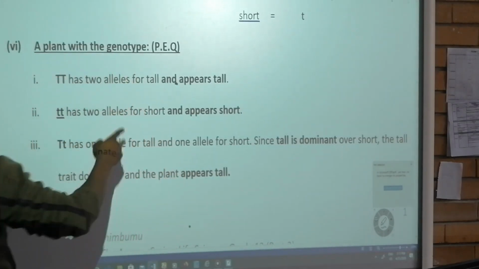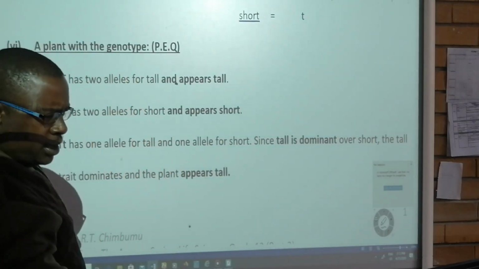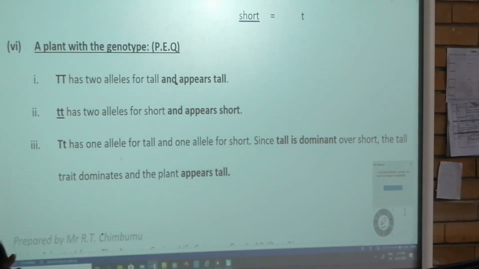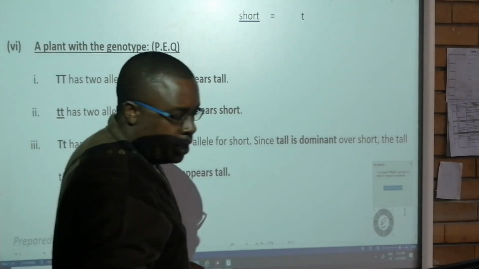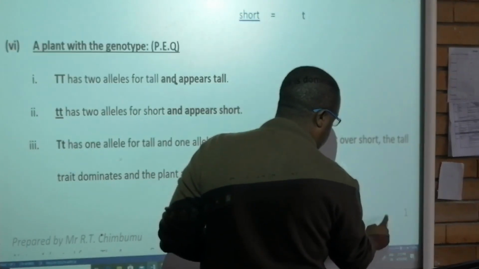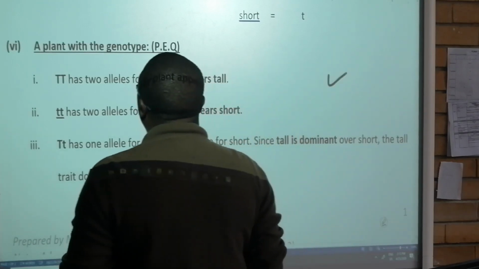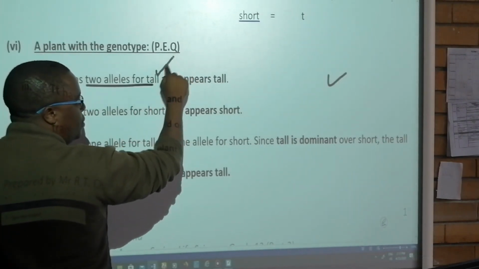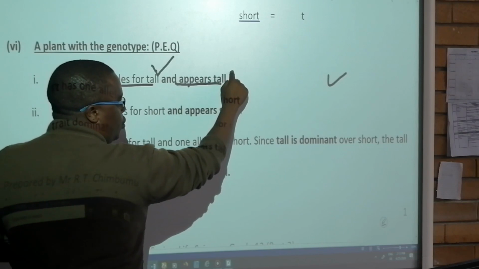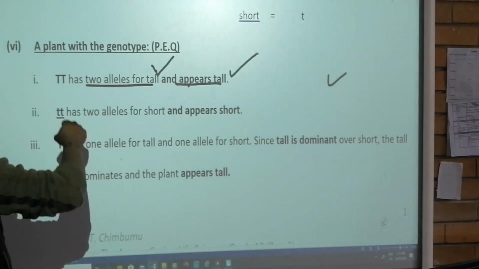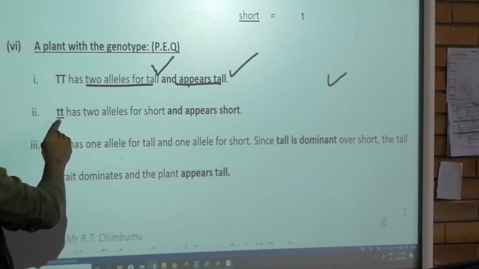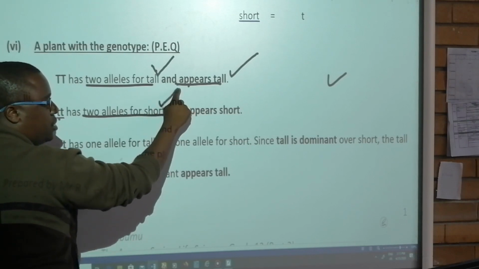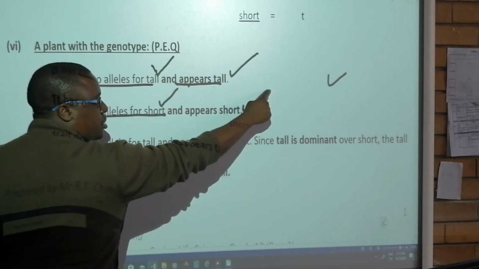A plant with this genotype has two alleles for tall, and appears tall, T T. A pea plant with this genotype has two alleles for short and appears short.